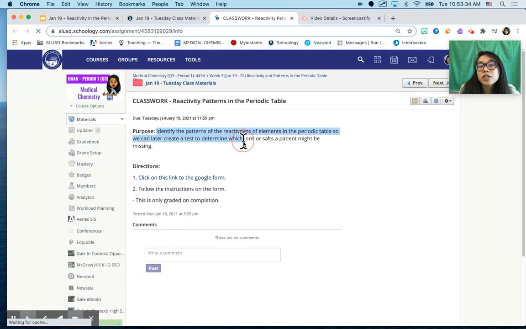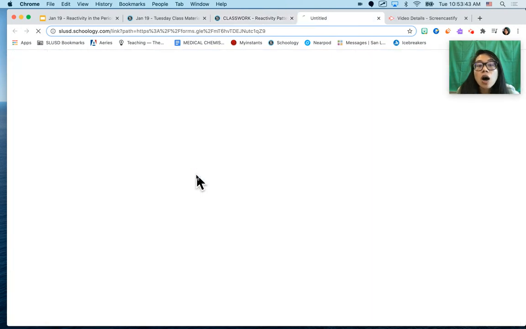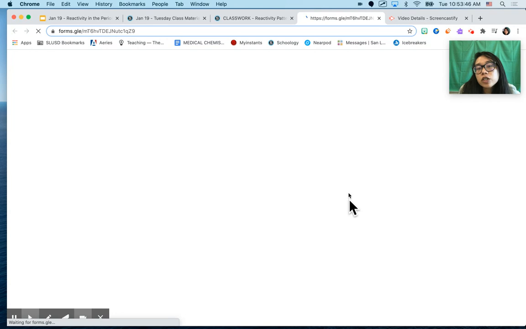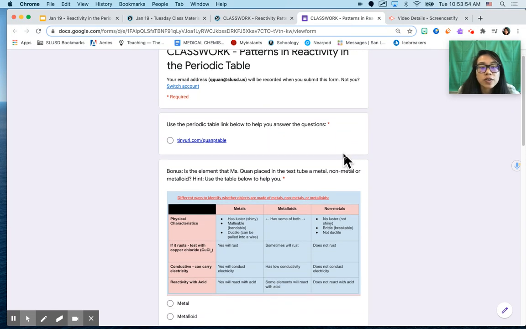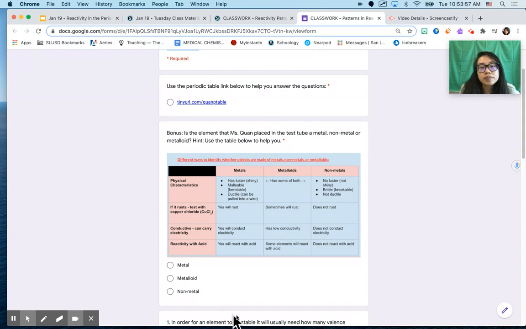Your goal is to identify patterns of reactiveness, or how explosive elements are, in the periodic table by answering questions on this Google form. Usually whenever we do classwork, I haven't taught you anything yet. I just want to see if you remember things from the past and are able to figure certain things out. For the bonus, just to recap from last time, we did mention reactivity before, but not directly. For example, in Zoom class, I showed students an element and that helped them answer this bonus question.